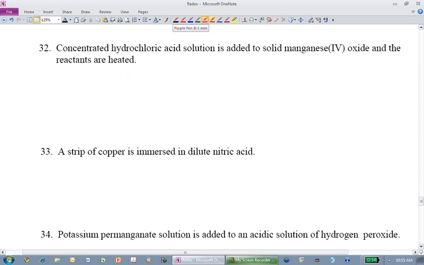All right, concentrated hydrochloric acid solution. Okay, so concentrated hydrochloric acid. Most likely the H plus and the Cl minus are going to participate in this, added to solid. Yes, definitely, I'm going to have to dissociate that strong acid because I've got a solid to add it to. Solid manganese 4 oxide, and the reactants are heated. So we have H plus, Cl minus, plus MnO2.